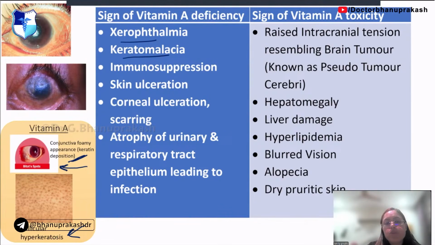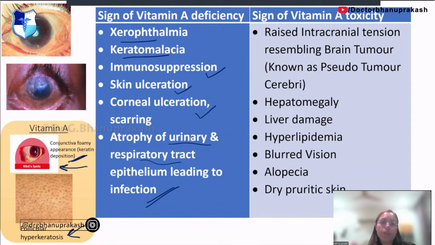Then other features: immunosuppression, skin ulceration, corneal ulceration and scarring, atrophy of the urinary tract and respiratory tract, leading to recurrent infections in vitamin A deficiency. So mainly the eyes are affected, with dryness of eyes, immunosuppression, skin ulceration, follicular hyperkeratosis, Bitot spots, and recurrent infections. On the other hand, vitamin A toxicity.